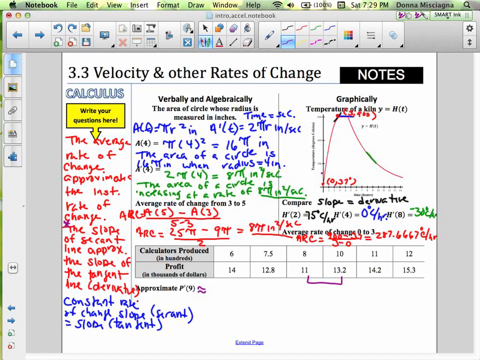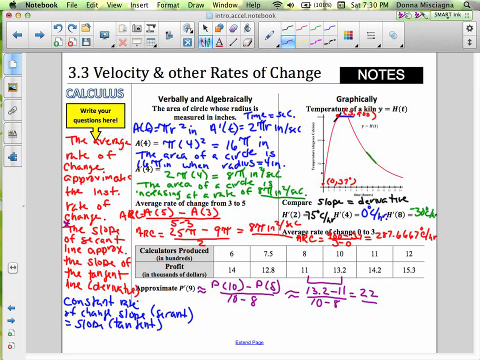So if we want to approximate the derivative when x equals 900 calculators, so we know 9 is 900, we're going to find the average rate of change from 8 to 10, right? So that's going to be P of 10 minus P of 8 divided by 10 minus 8, which is 13.2 minus 11 divided by 10 minus 8, and that is going to give us, so 13.2 minus 11 is going to be 2.2.